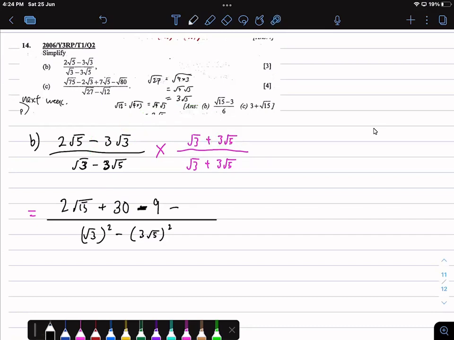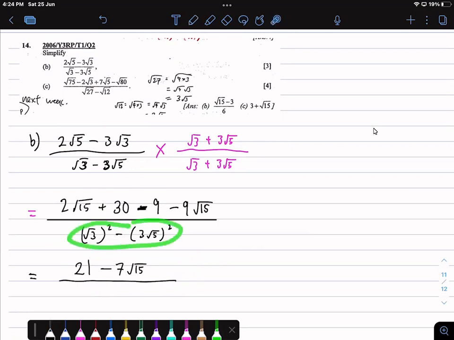You get a negative first. 3 times 3 is 9. Root 3 times root 5, root 15. Is this okay? Okay, good. Then you have 2 copies of root 15 minus 9 copies of root 15. That's just negative 7 copies of root 15. I'm going to write it on the right side because I like my square root on the right side. Then 30 minus 9, it becomes a 21.